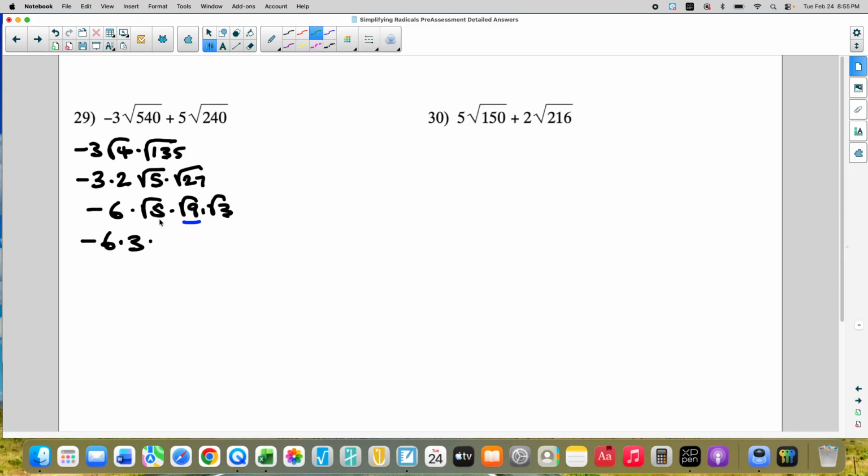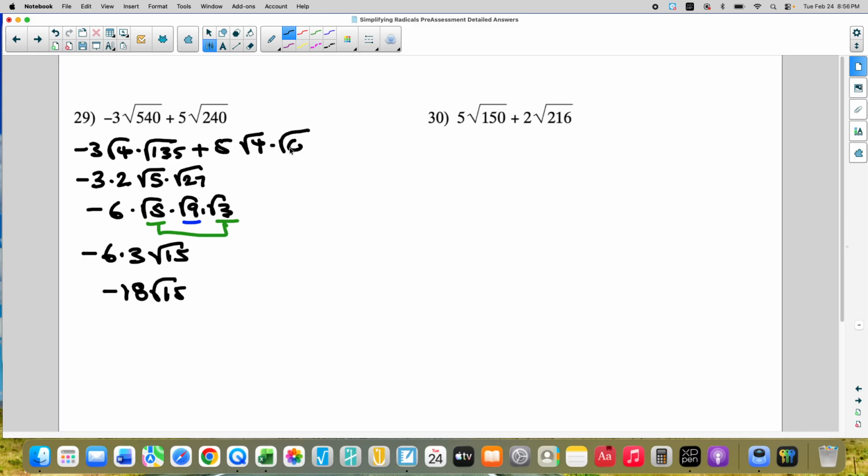Now, I've got these 2 leftovers that don't have any like in it. So I'm going to just multiply those back together to make rad 15. So this is negative 18 rad 15. That's an interesting one. This is a good one to practice. Plus 5, 240. Well, 4 goes into that, we know. 4 goes into it 60 times? Yeah. So that's plus 5 times 2, 60.